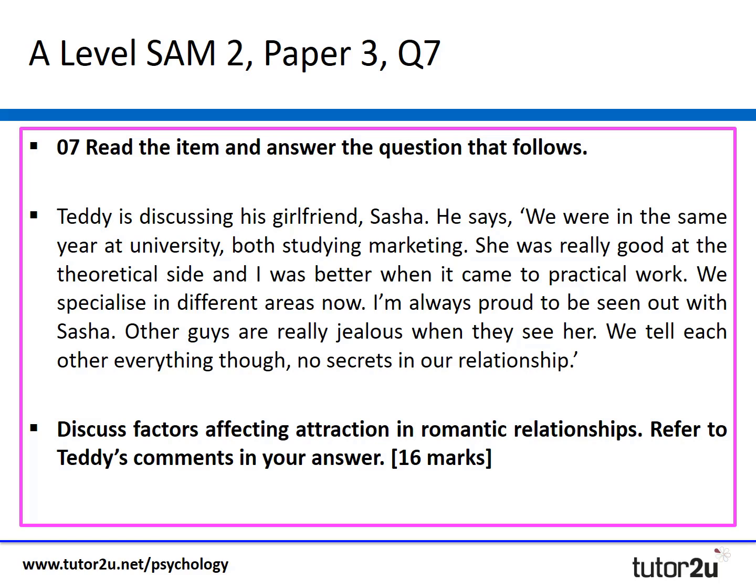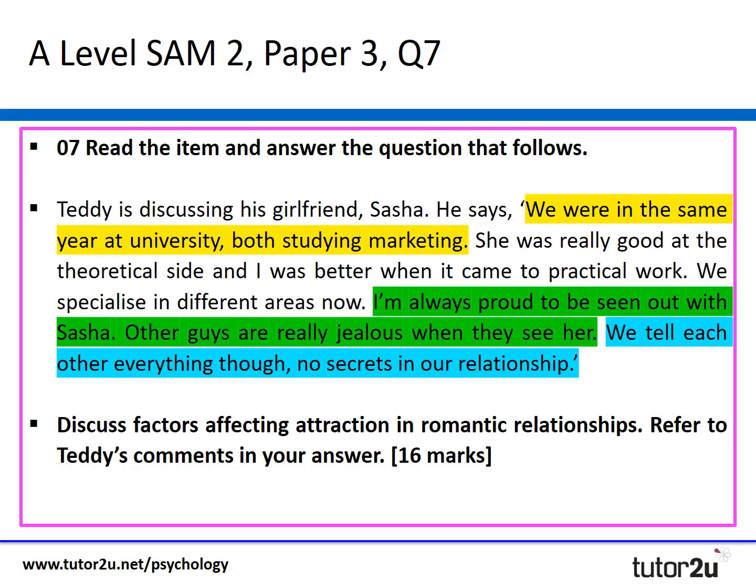It then says discuss factors affecting attraction in romantic relationships, referring to Teddy's comment in your answer for 16 marks. Those of you who are aware of the specification will know there are 3 different theories of attraction: filter theory, physical attractiveness and self-disclosure. And actually all 3 of those elements are present in this particular extract.